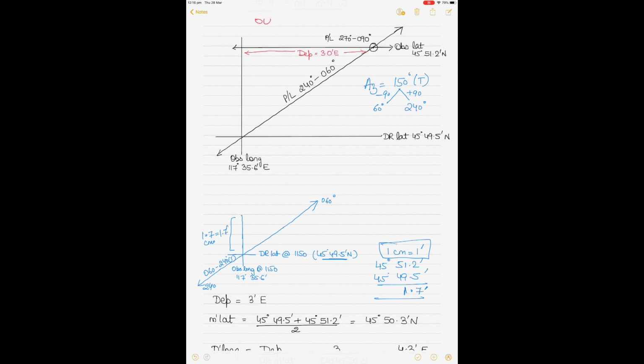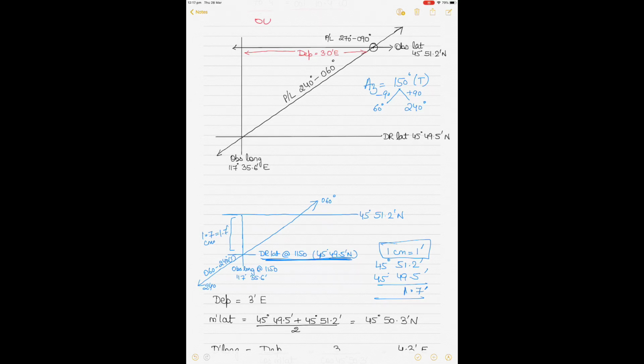Okay, and I will stop here and I will draw a horizontal line. This horizontal line then becomes 45 degrees 51.2 minutes north, because I'm going north. If I had to go south, if my second observation had been 45 degrees 46 minutes, then I would have gone south by 3.5 minutes, because I know my DR latitude, so I have to draw my latitude in reference to this latitude.